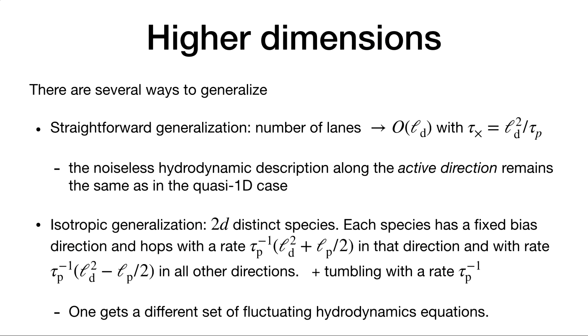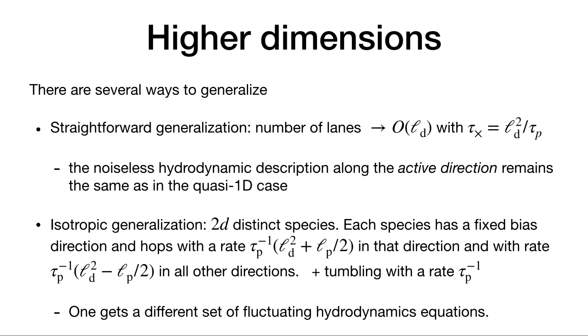Okay. And then in this case, the noiseless hydrodynamics, what you derive is basically the same as the 1D hydrodynamics equation I have derived. So if you just take the lane to be large, because it's essentially active in one direction, you get the same noiseless hydrodynamics.